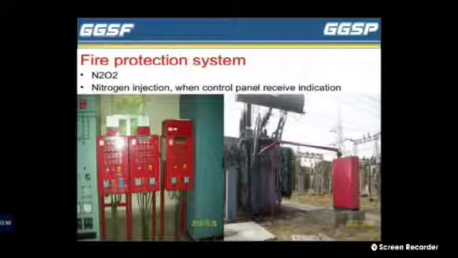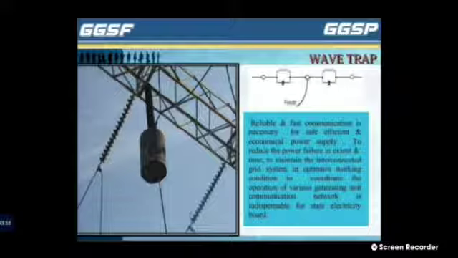Now next is the wave trap. A wave trap is also known as a line trap. Reliable and fast communication is necessary for a safe, efficient and economical power supply, to reduce power failures and to maintain the interconnected grid system in optimum working condition, to coordinate the operation of various generating units. A communication network is indispensable for a state electricity board.